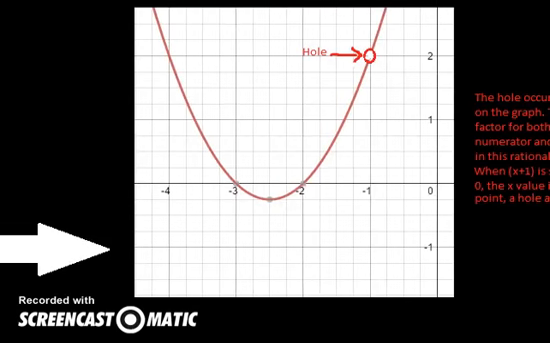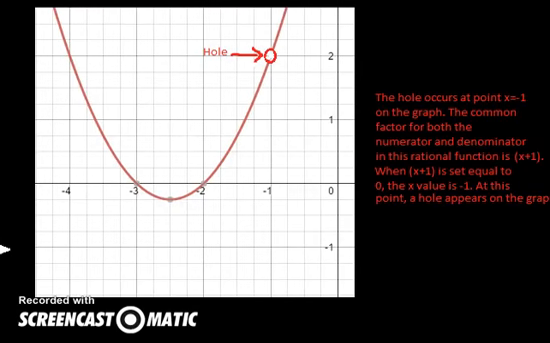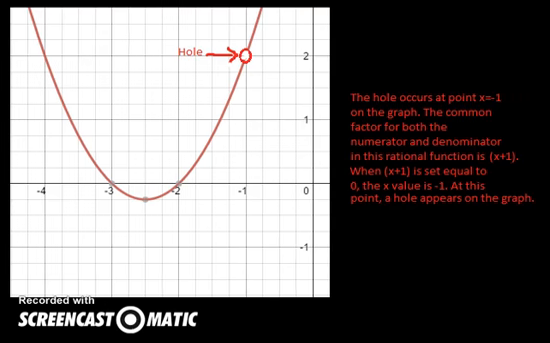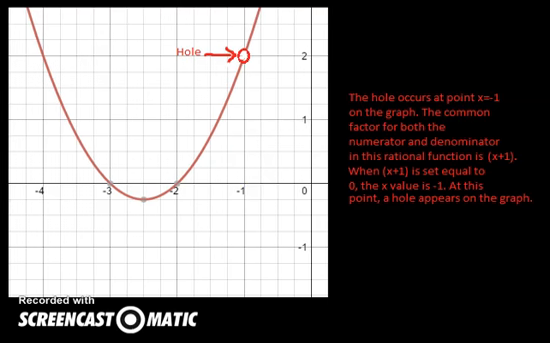The graph of the function looks like this. The hole occurs at point x equals -1 on the graph, and the common factor for both the numerator and denominator in this rational function is x plus 1. When x plus 1 is set equal to 0, the x value is -1. At this point, a hole appears on the graph.